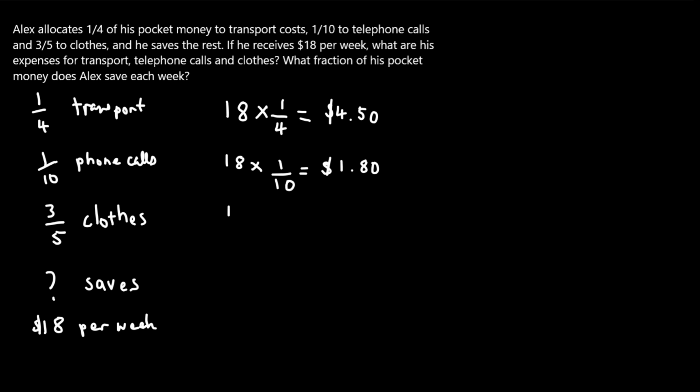Next up, we've got clothes. So that'll be 18 times 3/5. Now, this one, I'll be really impressed if you can work this one out mentally. Have a go first and see what you come up with. Do you have it? Okay, if you had to use your calculator, that's okay, of course. This is just going to be $10.80.